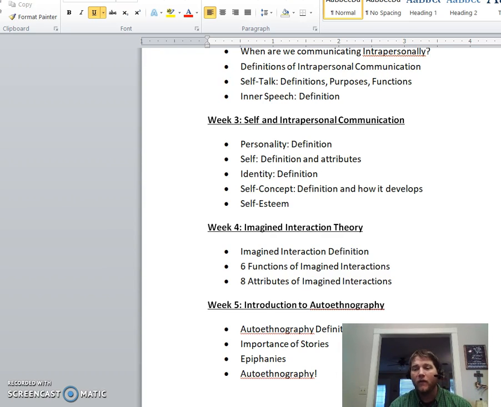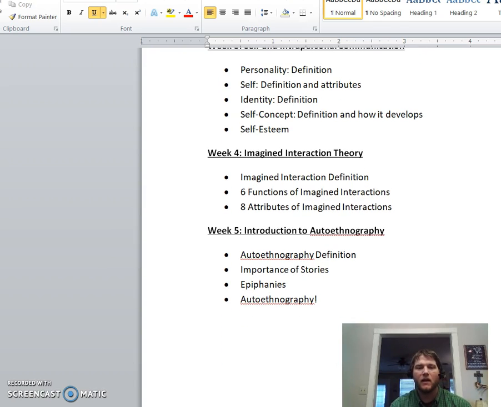And then week 5. So week 5 is autoethnography. What is autoethnography's definition? There is a slide with the title Importance of Stories. We talk about epiphanies. What are they? There are multiple definitions of those. And then there's a slide that's autoethnography with an exclamation mark. Make sure you know the stuff on there for the quiz. Okay? If I put it on the review sheet, it shows up on the quiz. So there's not really anything that I mentioned here that won't be a part of the quiz.